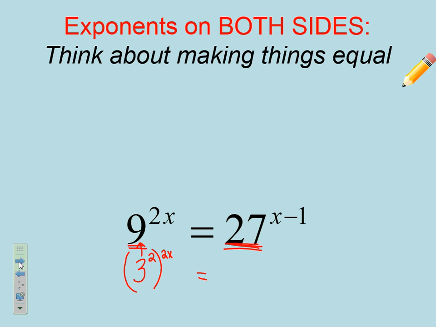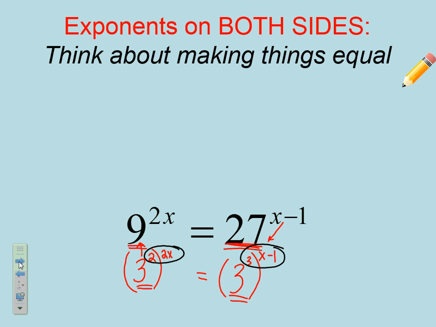27, if I rewrite him as a base of 3, it's 3 to the 3rd. And then I'm going to keep that x minus 1 power on him. Notice that I still have 9 and 27. I've just rewritten them in a strategic way so that we can solve for the exponents. Now look up here, exponent, exponent.